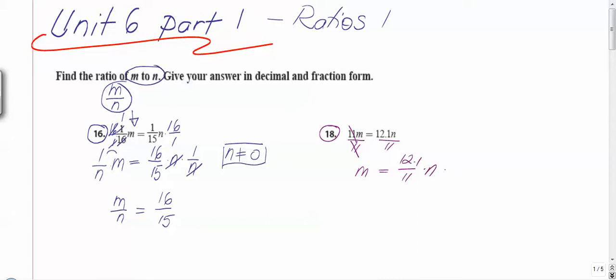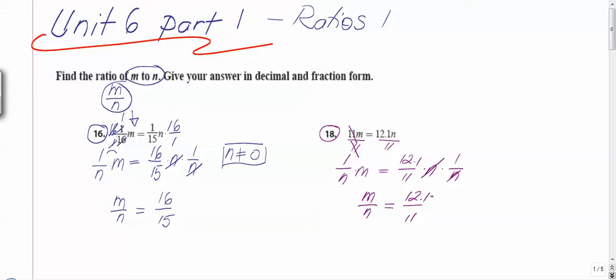Next step, divide everything by n, which means multiply by n's reciprocal, which is 1 over n. On the left side, you have m over n equals, n and n cancels out here, right? 12.1 over 11. Now, if you don't want to leave it like that, you should simplify it, right? Or basically, one of the basic rules in algebra is that you cannot leave a decimal in your fraction, so you should change that.